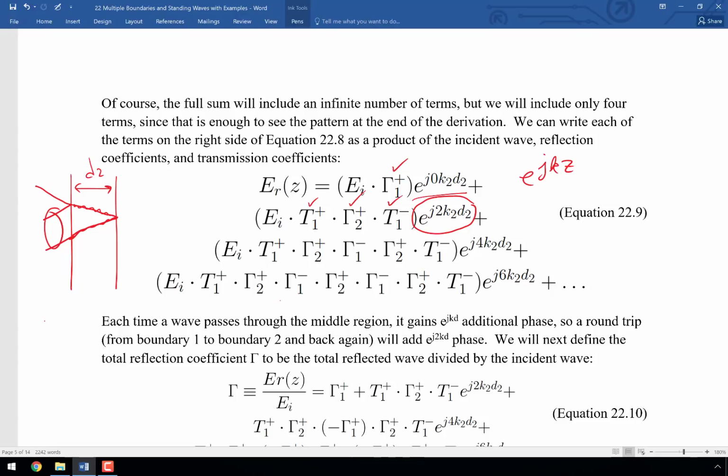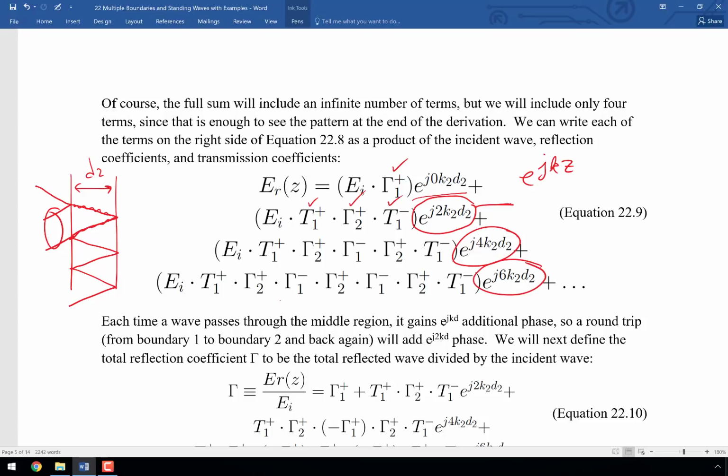But you can see that if the wave went 2d2, then you're going to get this phase difference, this one right here. If it went 4d2, so if it went out and back and then out and back again, sort of like getting a master's degree, then you have twice as much phase difference. This one got its PhD. That's e to the j 6 k2d2.